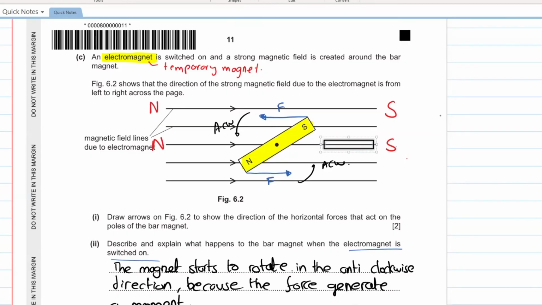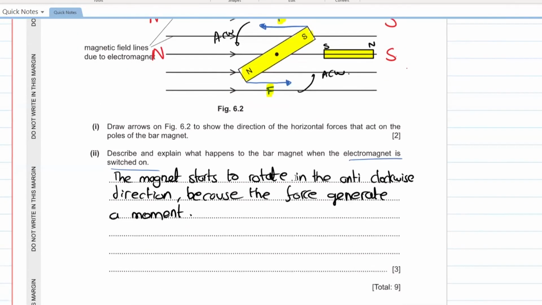Where should I draw this? Yeah, I think this will be great. The magnet will stop rotating when this becomes south pole, this becomes north pole, and the magnet becomes parallel to the magnetic field lines. Beta, if the magnet becomes parallel to the magnetic field lines, these forces F will not occur. If these forces F do not occur, the moment will not be generated. So you can also write this here.